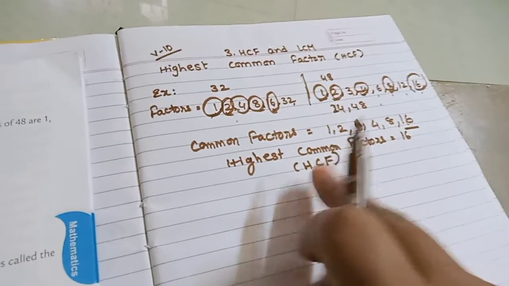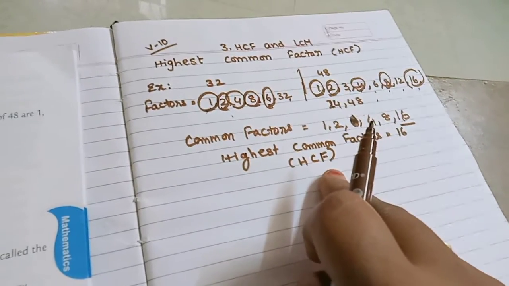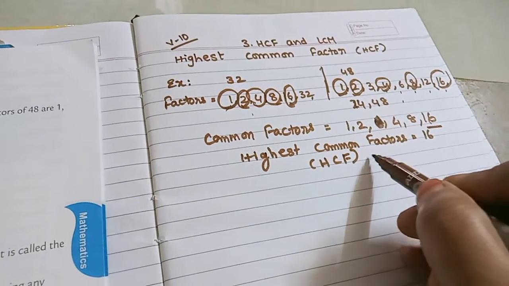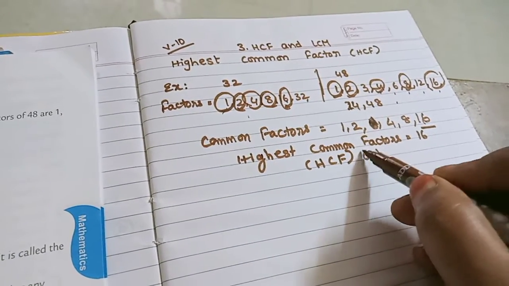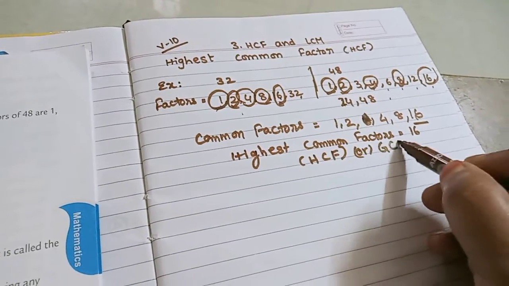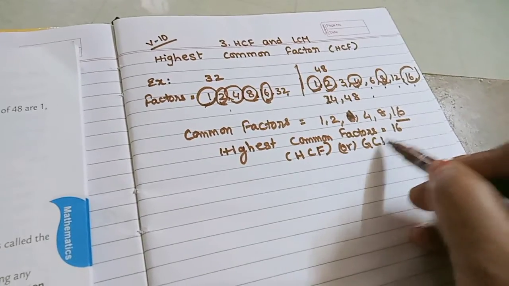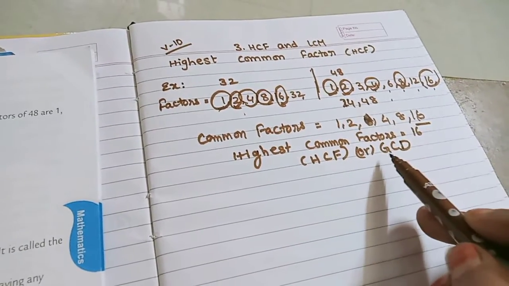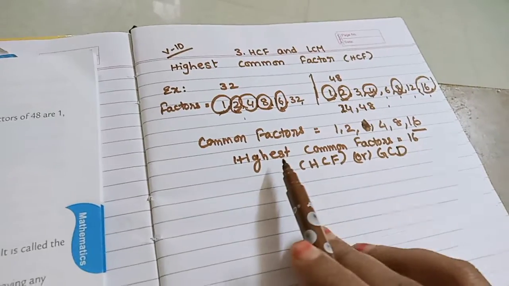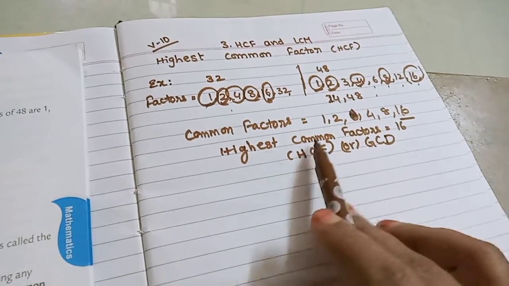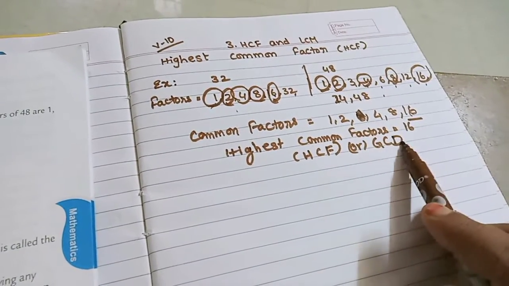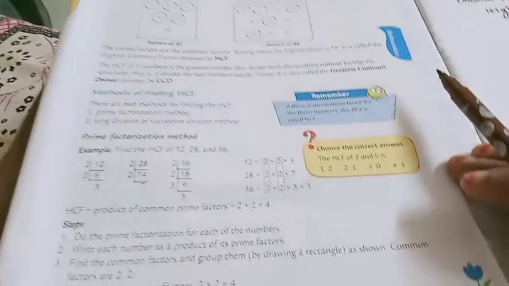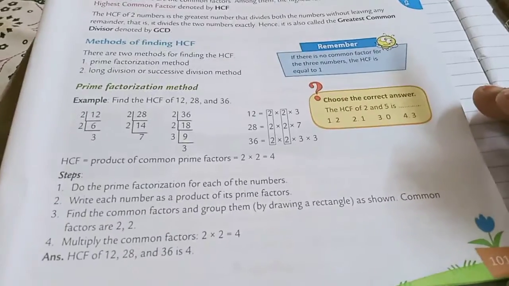HCF means highest common factor. This is also called the greatest common factor, or GCD, greatest common divisor. So we can say HCF, highest common factor, or GCD, greatest common divisor. It is in your textbook on page number 101.